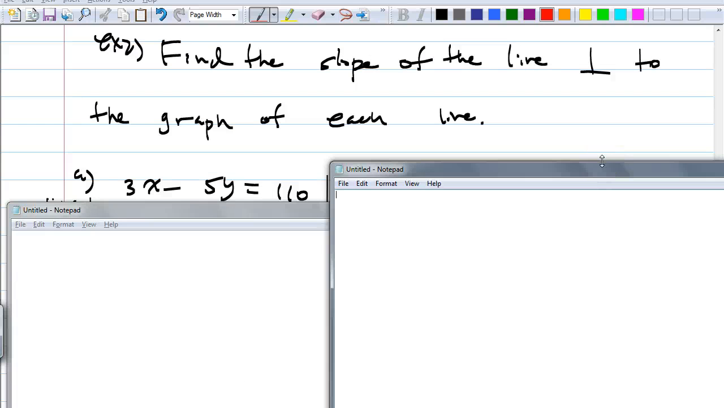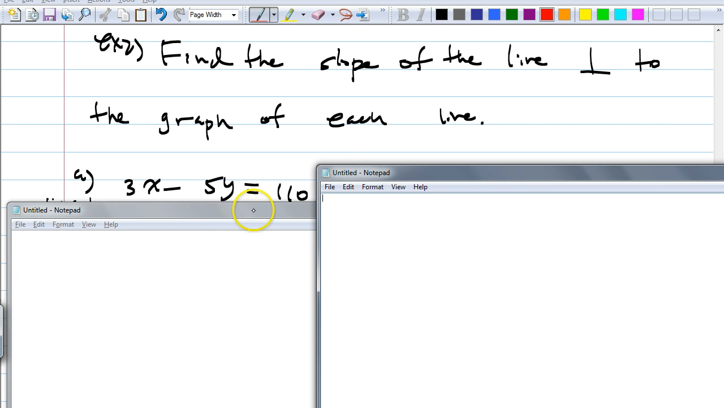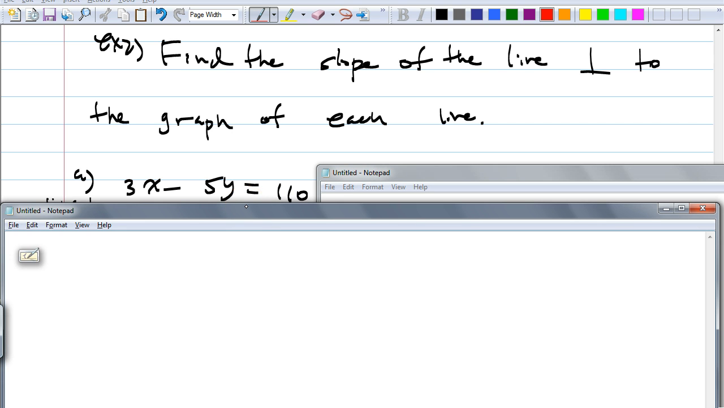Okay. So take a look at example 2. It says find the slope of the line perpendicular to the graph of each line. So here's my first linear equation: 3x minus 5y equals 110. What do they ask you to find? Do they want you to find the slope of this line or the other line?